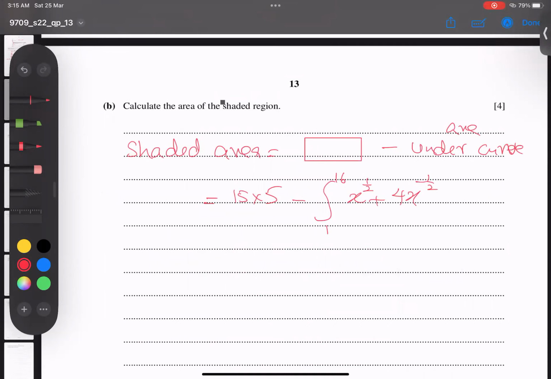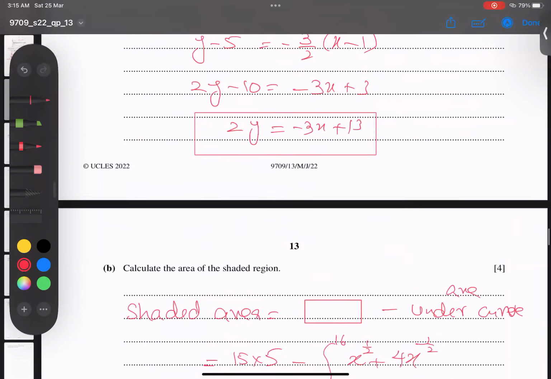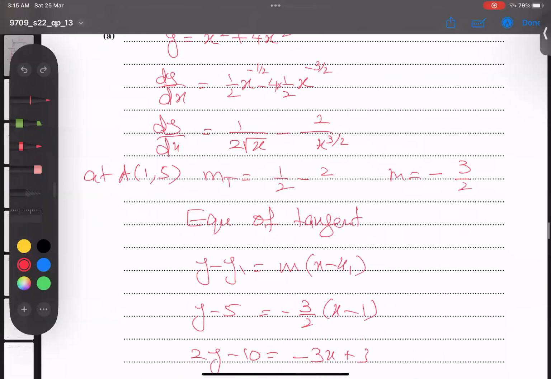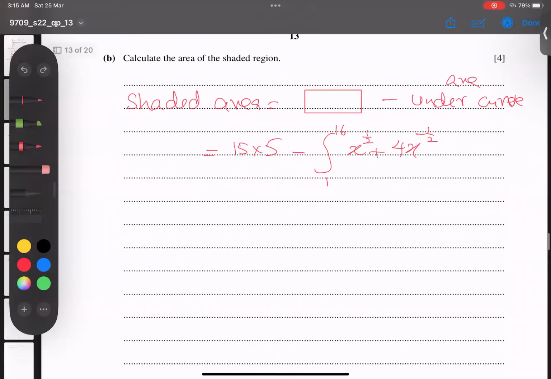Okay, let me recheck again, because once more, it is the correct equation: x to the power half plus 4 to the power negative half x. And I must write dx here. And now I'm going to find it. Let's see how we can find.